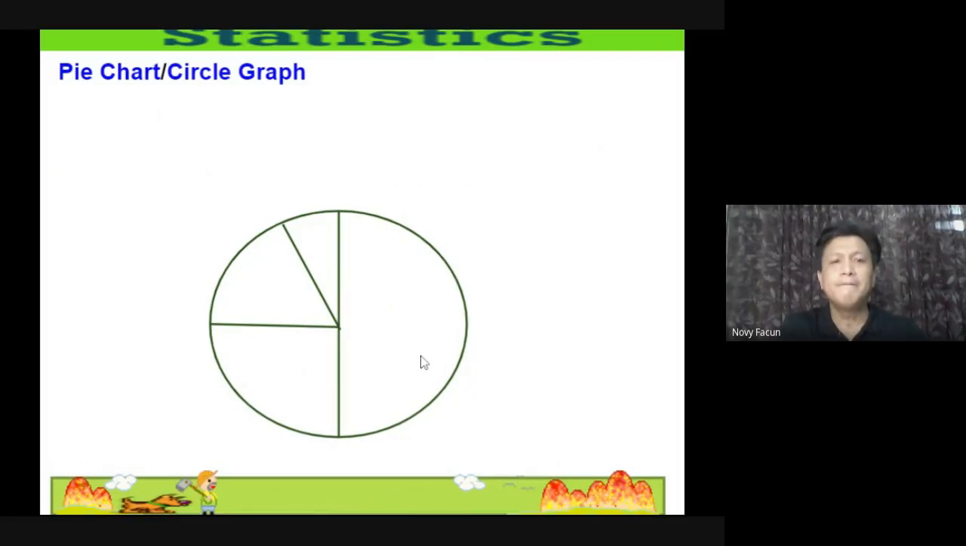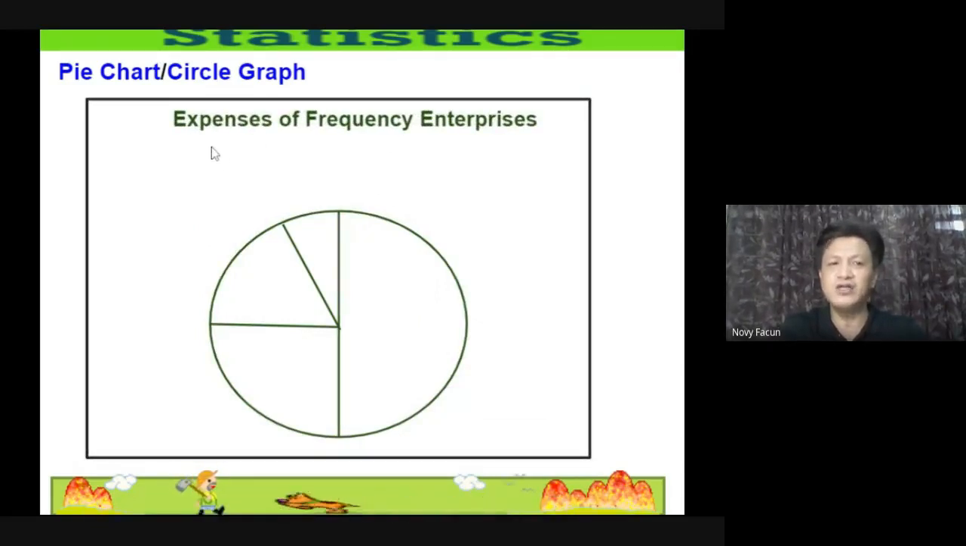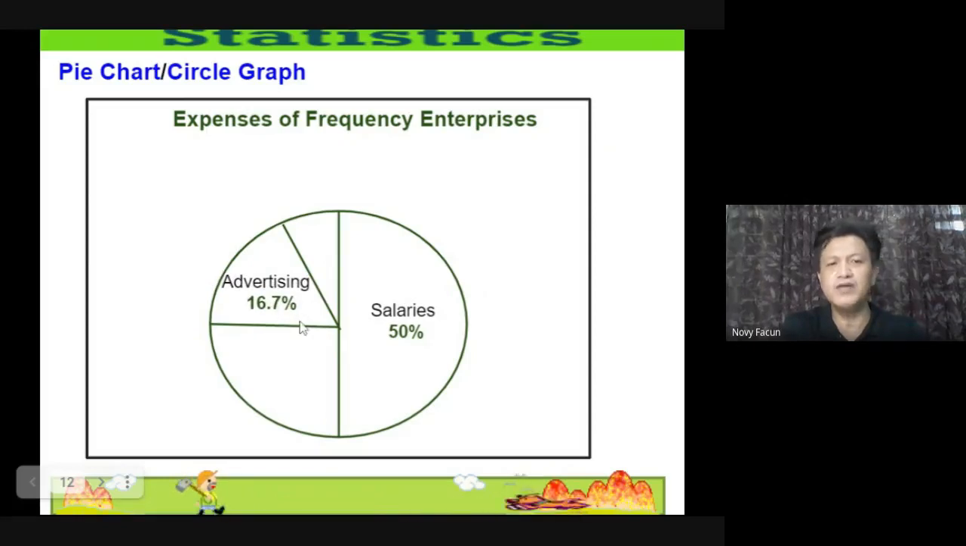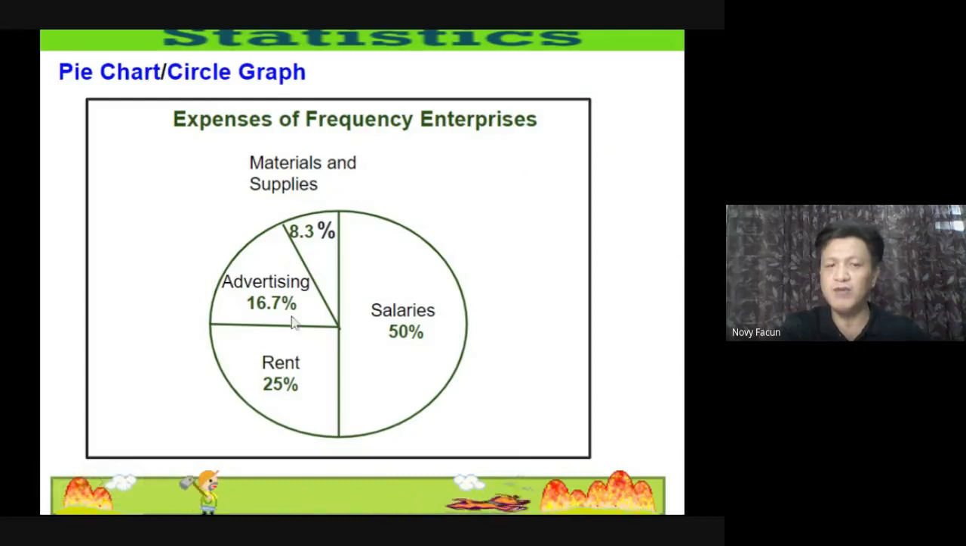So, paano naman natin ipapakita yung final answer natin dyan? Dapat makikita natin yung percent ng bawat parts sa circle. Syempre, don't forget the title. Expenses of Frequency Enterprises. Saan makikita to? Doon po sa given problem. Doon mo lang din i-derive yung name of the title of your pie chart. And then, lalagyan na natin ng name: salary, that is 50%. And then this is advertising 16.7%, and materials and supplies 8.3%. And for the rent, naka-expense sila ng 25%. Take note, pag inadd mo yan, 100% yan. So, ganun lang kung paano mag-come up ng pie chart.